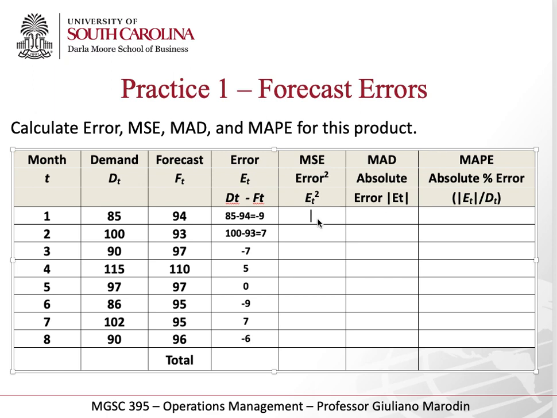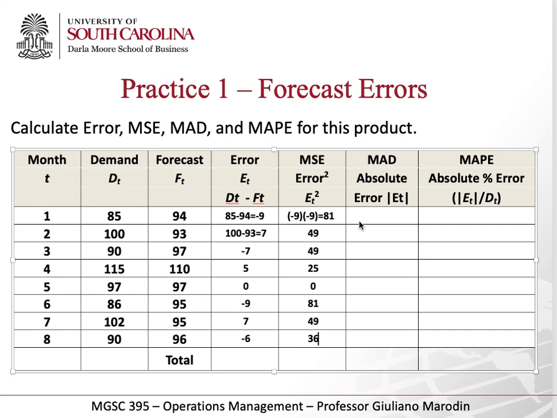Then we need to do the squared error. So that will be basically minus 9 times minus 9, which will be equal to 81. That's the square error. 49 for 7 times 7, 49, 25, 0, 81, 49, and 36, right? So just taking the error and multiplying by itself.